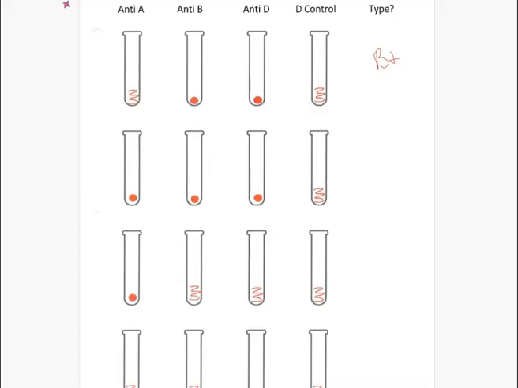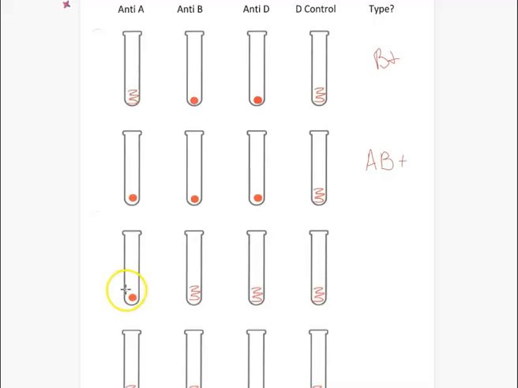Okay, let's go down to the next example. We have agglutination in anti-A, agglutination in anti-B. We also have agglutination in our anti-D, which is represented on RH, and of course our control is good. So the red blood cells have A antigens on them. They also have B antigens on them, and they have the RH antigens. So this person is AB positive.